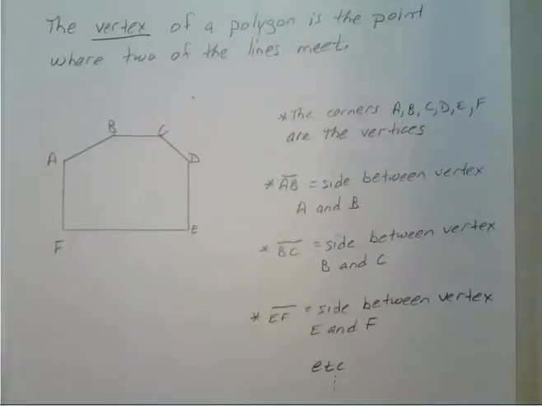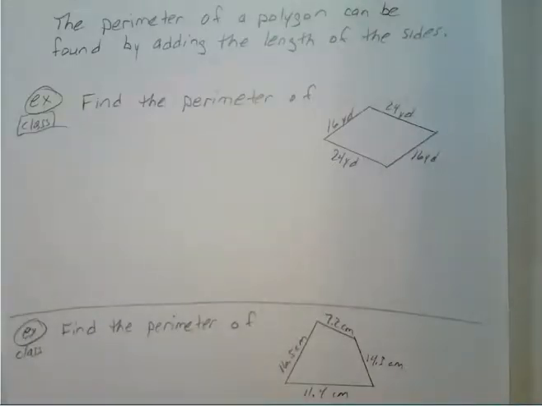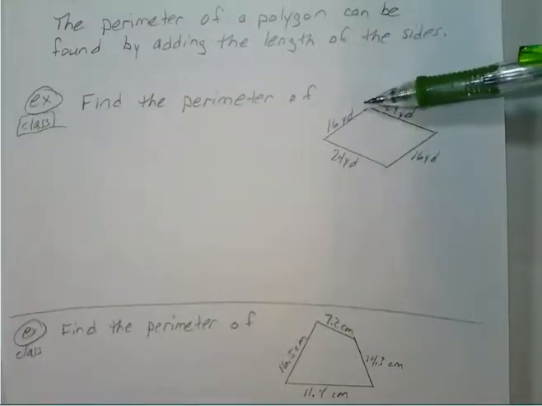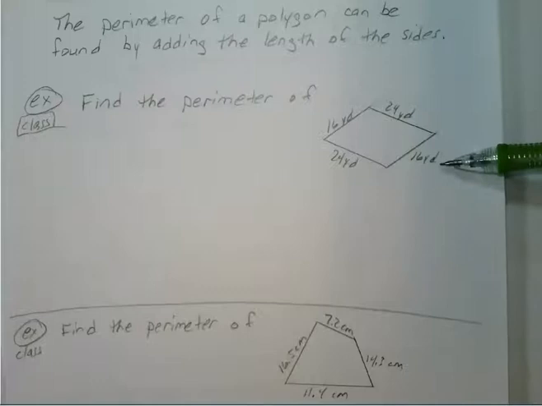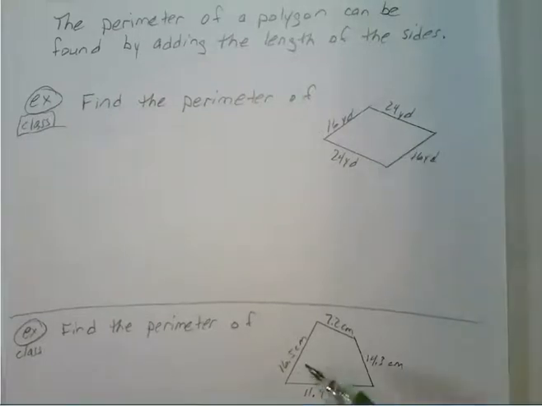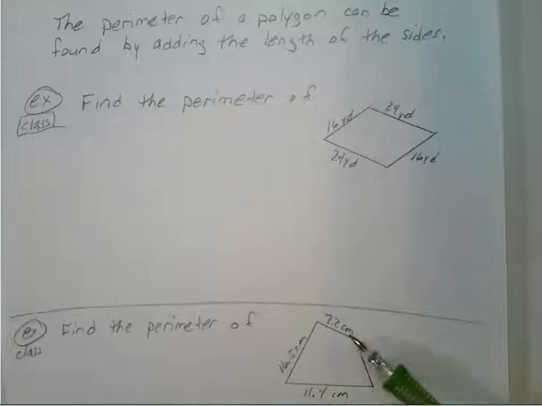All right, so if you're still writing, feel free to press pause. But we're going to go ahead and do a few examples. Okay, so let's say you're looking for the perimeter. The perimeter is probably the easiest thing to find on these shapes because you're just adding the sides together. Okay, so I want you to find the perimeter of these two shapes. This one has 16 yards, 24 yards, 16 yards, 24 yards. And this one has 16.5 centimeters, 7.2 centimeters, 14.3 centimeters, and 11.4 centimeters. I want you to find the perimeter of those two. So go ahead and press pause and find those.